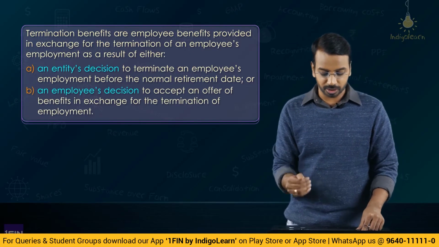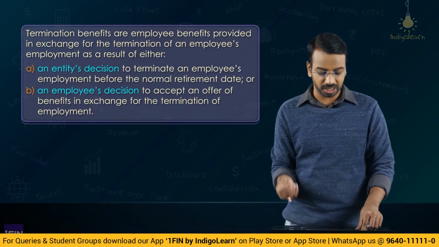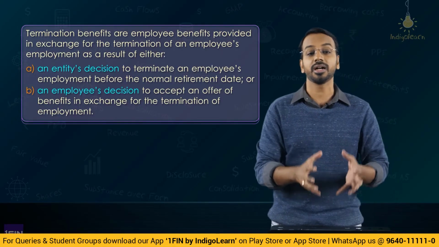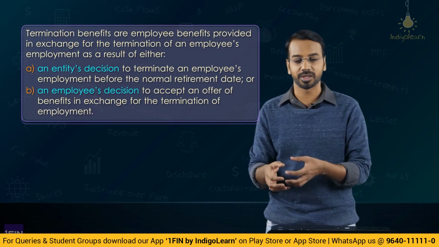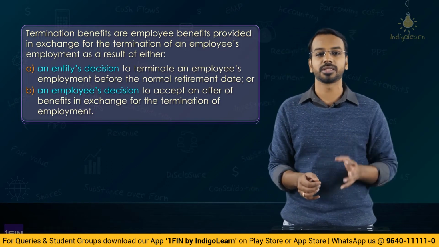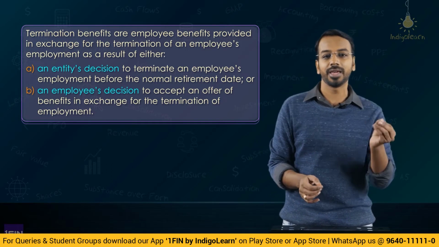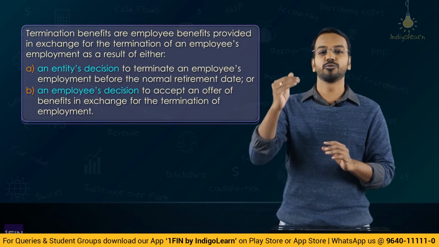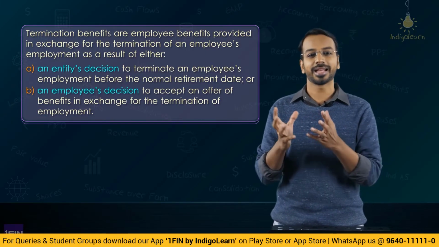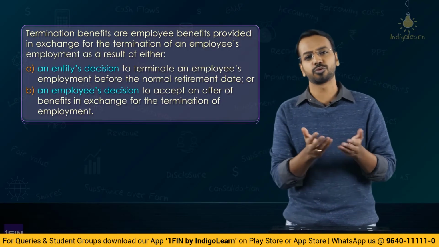Or an employee's decision to accept an offer of benefits in exchange for the termination of employment. This is something like a voluntary retirement scheme. Okay. Now, when there is a voluntary retirement scheme, the entity makes an offer. We have this particular scheme. Employees who meet this criteria, they can accept this VRS or they can choose to work with the company.